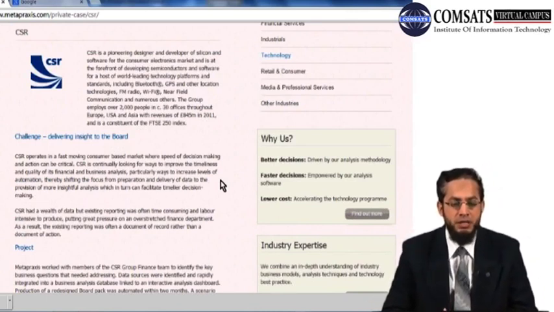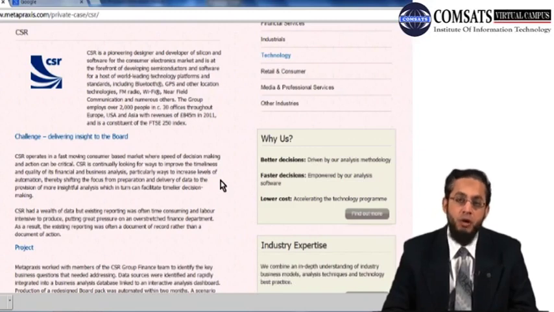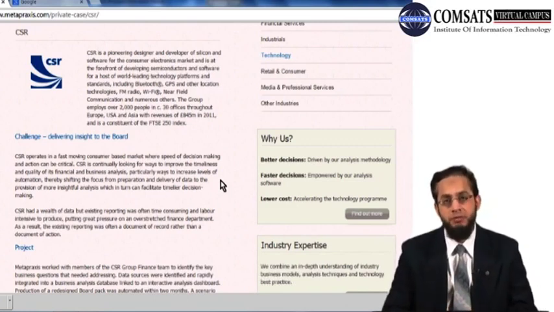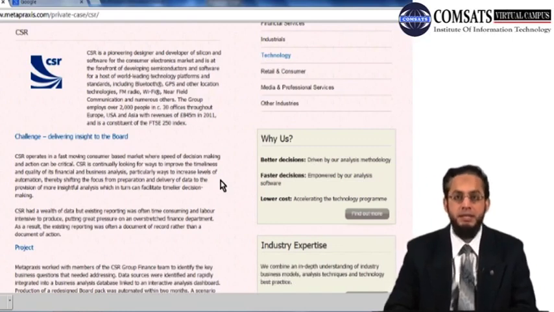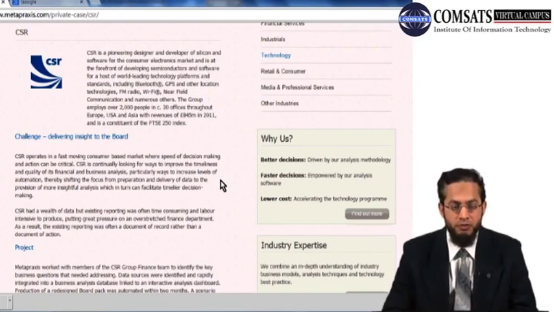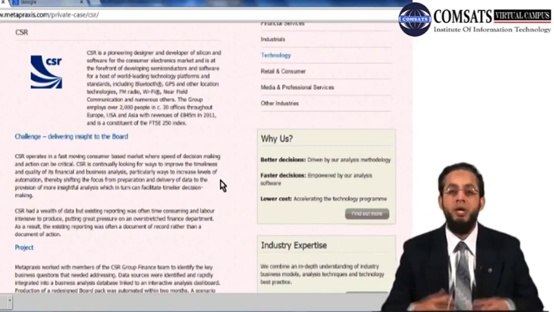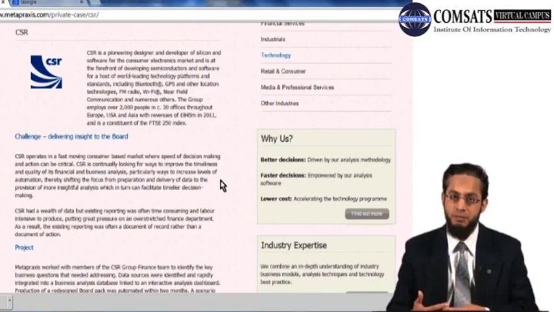Challenge delivering insight to the board. CSR operates in a fast moving consumer based market where speed of decision making and action can be critical. So now here the brief overview is being given on that company, which is CSR. CSR is continually looking for ways to improve the timeliness and quality of its financial and business analysis, particularly ways to increase levels of automation, thereby shifting the focus from preparation and delivery of data to the provision of more insightful analysis, which in turn can facilitate timelier decision making. A quick process approach they are seeking for timely decision making.